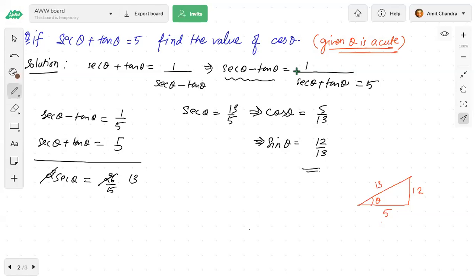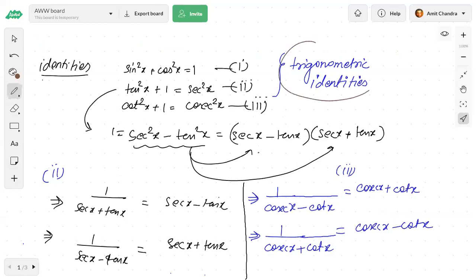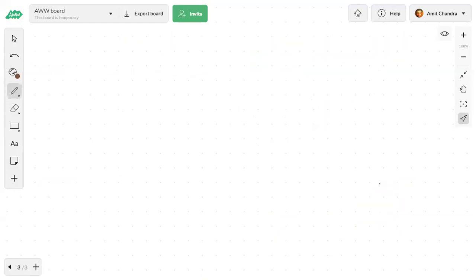Yes, Ashwin, I have told you that they are called trigonometric identities. These three I have written here. These three are known as trigonometric identities. Okay, fine. Next question.